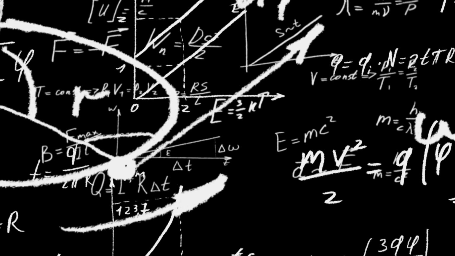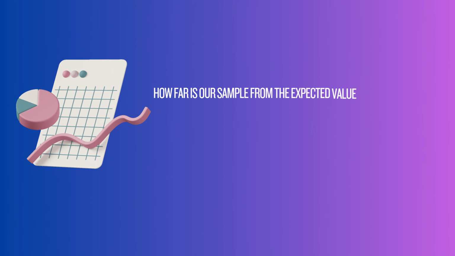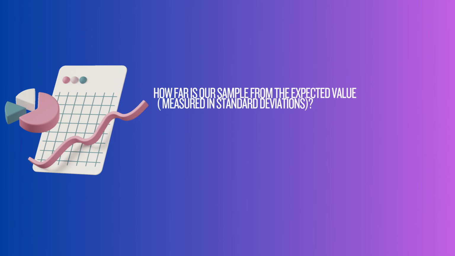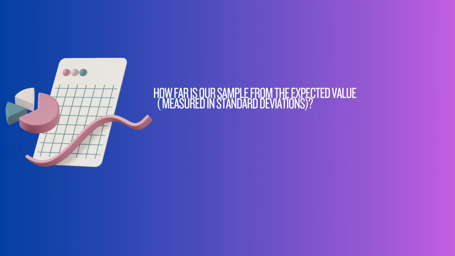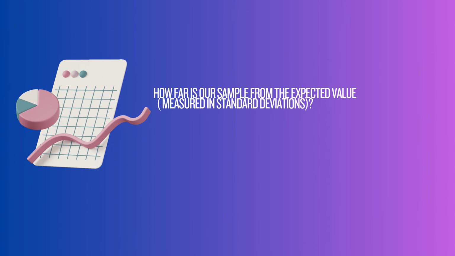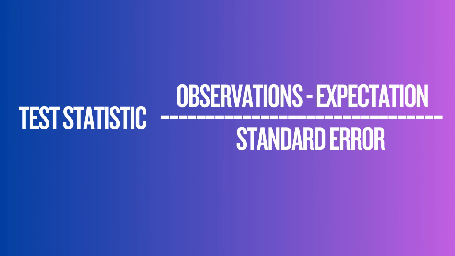Both the z-statistic and the t-statistic measure or test the same thing. How far is our sample from the expected value, measured in standard deviations? Both follow the pattern: test statistic equals observation minus expectation divided by the standard error.